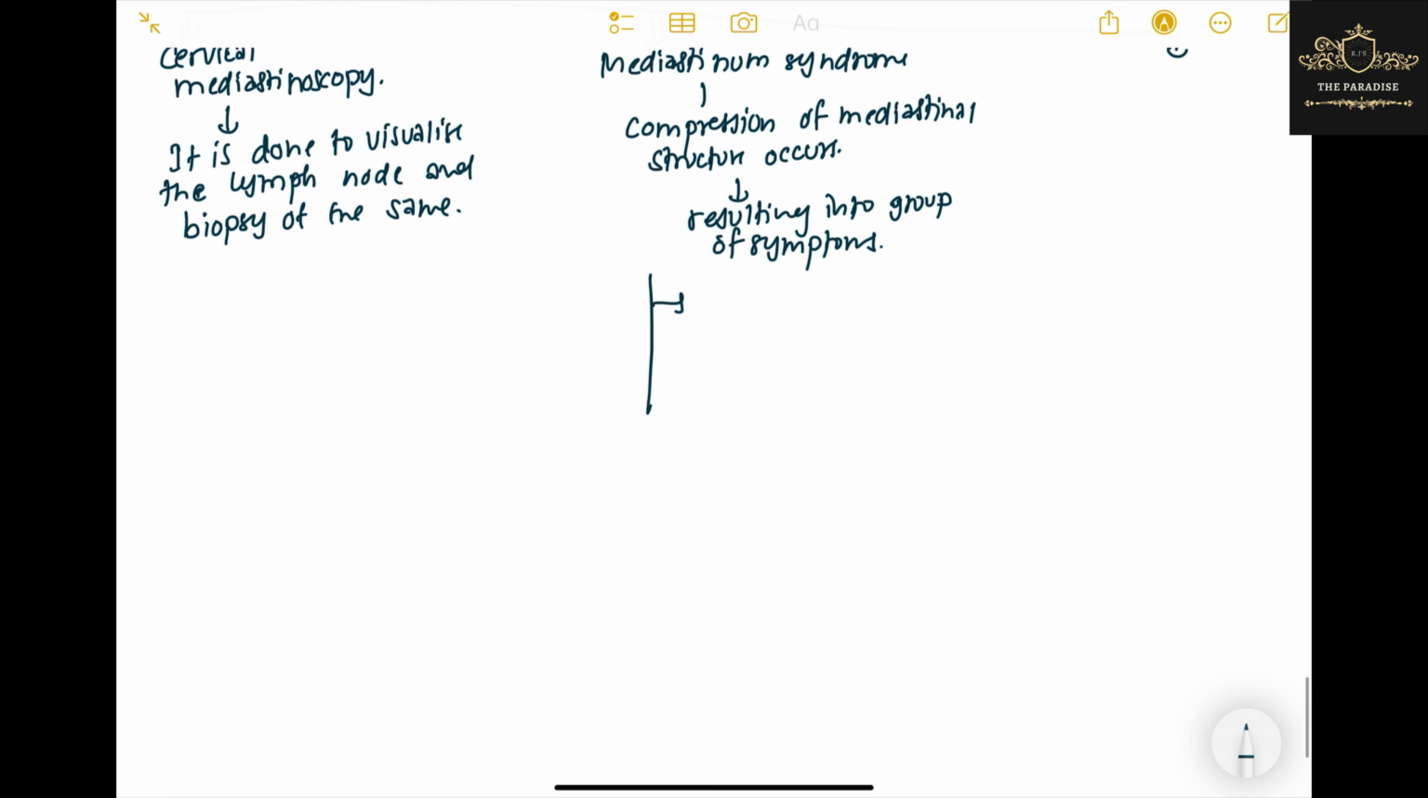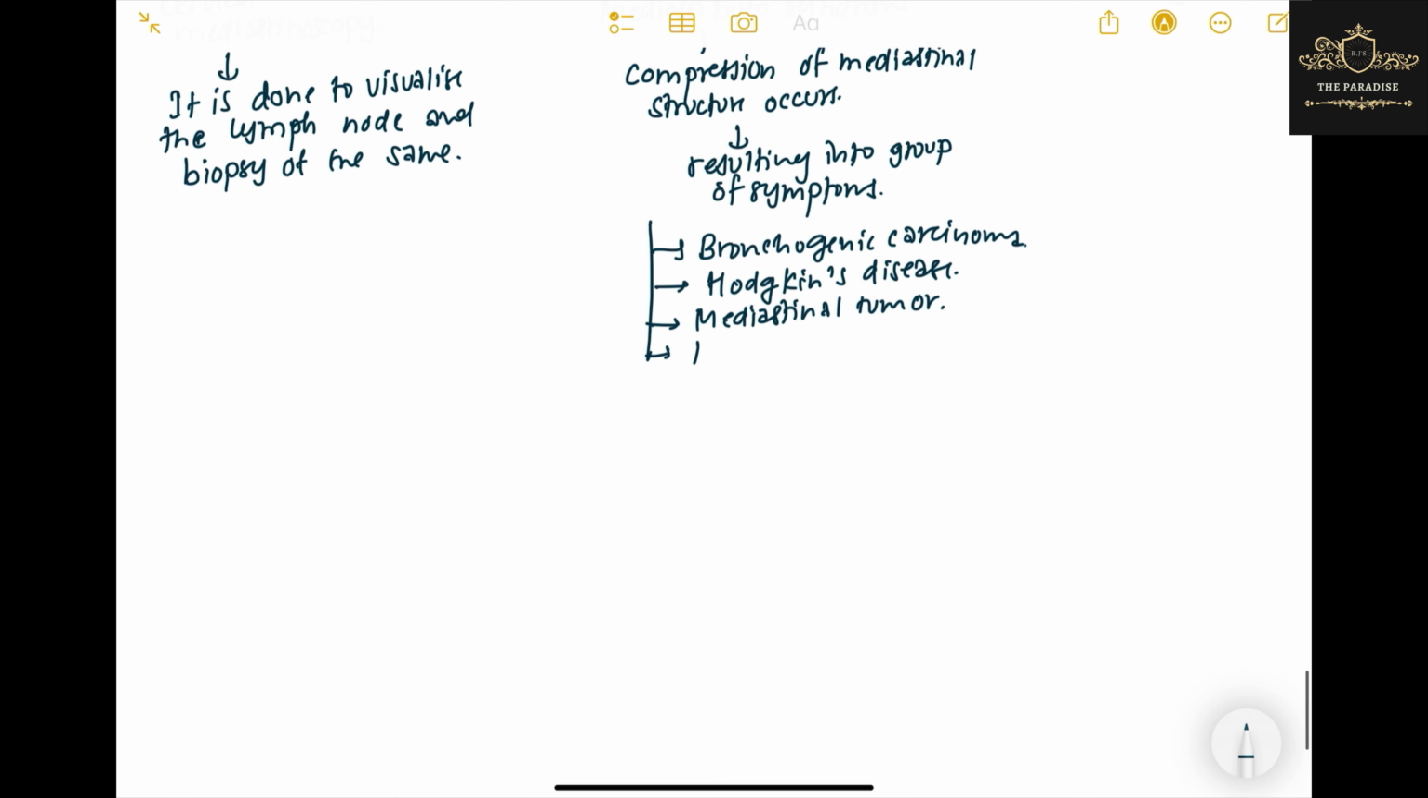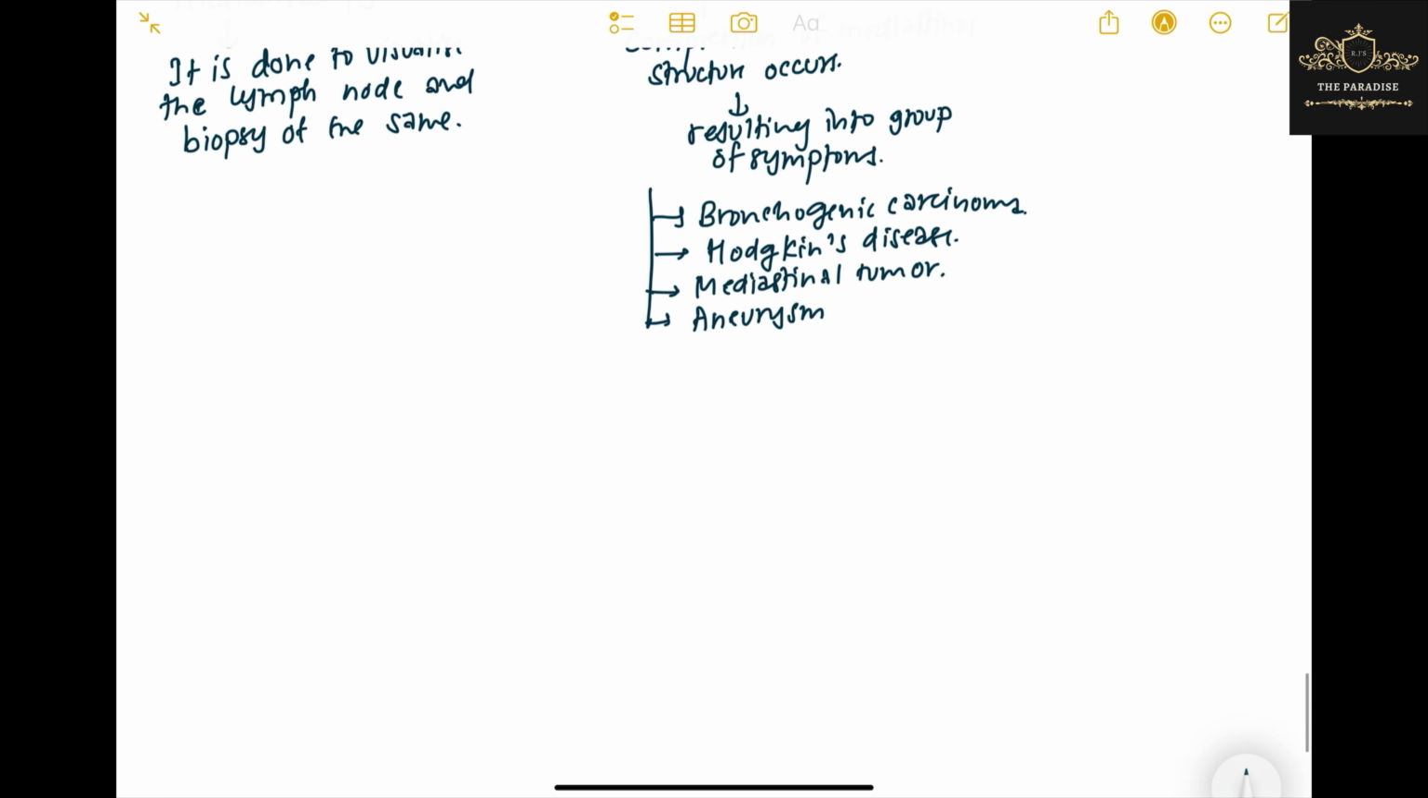Some causes are bronchogenic carcinoma. Next is Hodgkin's disease. Next is mediastinal tumor. And lastly, aneurysm. The word aneurysm means dilation, dilation of aorta.